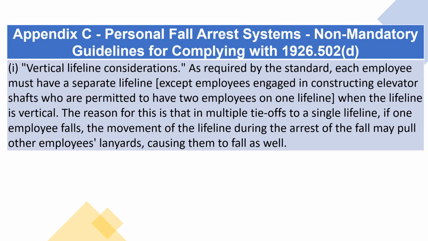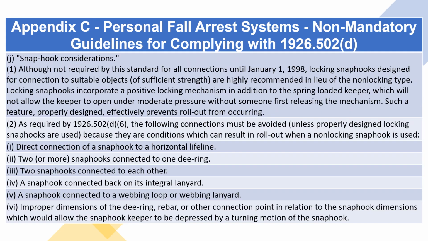Vertical lifeline considerations. As required by the standard, each employee must have a separate lifeline, except employees engaged in constructing elevator shafts who are permitted to have 2 employees on one lifeline when the lifeline is vertical. The reason for this is that in multiple tie-offs to a single lifeline, if one employee falls, the movement of the lifeline during the arrest of the fall may pull other employees' lanyards, causing them to fall as well. Snap hook considerations.